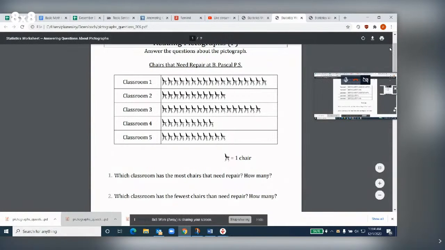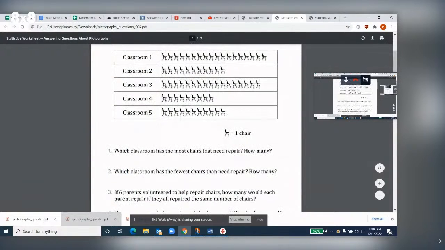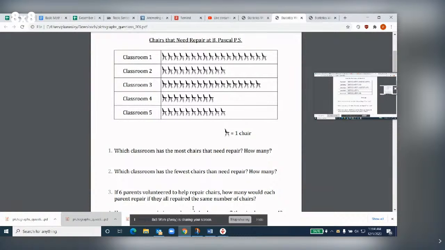Okay. Third one. If 6 parents volunteered to help repair chairs, how many would each parent repair if they repaired the same number of chairs? Okay, so what you're going to have to do for this one is count up all the chairs and then divide by 6 because there's 6 parents. So we'd have to count up all the number of chairs in each classroom.